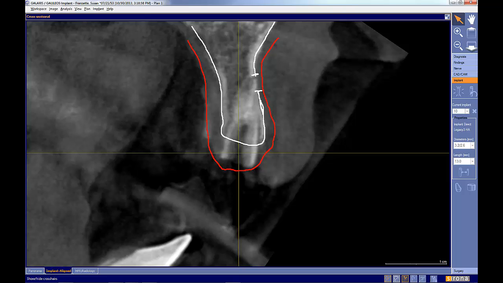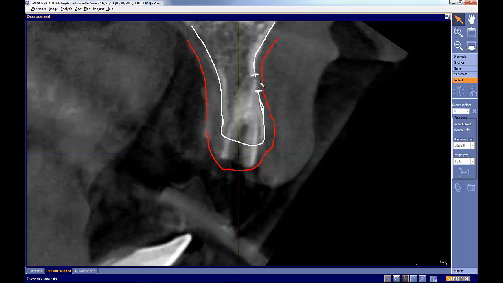So unfortunately, I can't leave this on the screen. But what I want to look at is right here. I cannot clearly see the buccal bone.